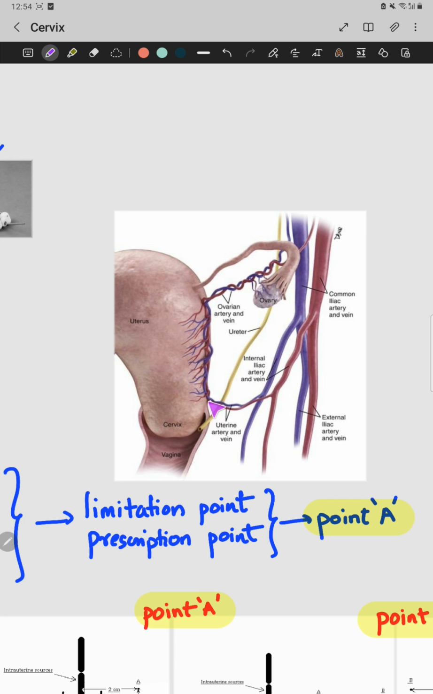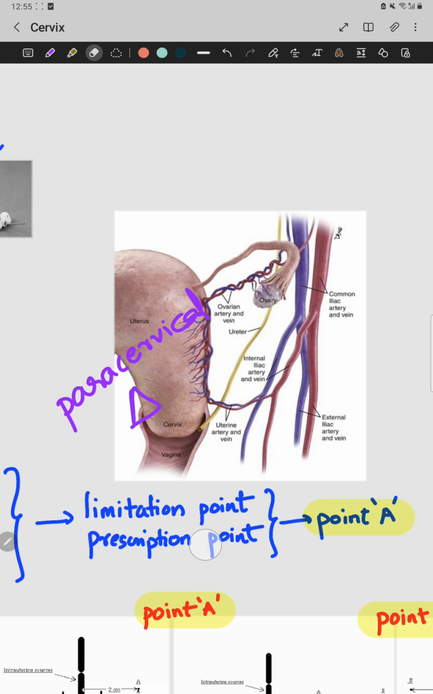Now what is that point A? Point A refers to this triangle. You can see this triangle over here. So how is this triangle formed? This triangle is formed medially by the uterine body over here, and laterally by the ureter, and the apex is formed by the uterine vessels over here, the uterine artery. So this apex is point A. It's a pyramidal shaped triangle, that is the paracervical triangle. This is the paracervical triangle. This is where point A is situated.